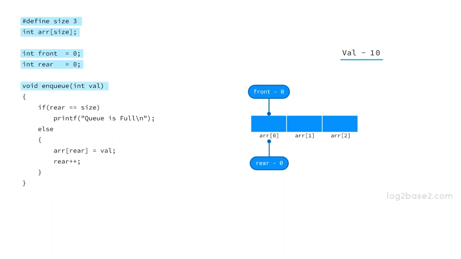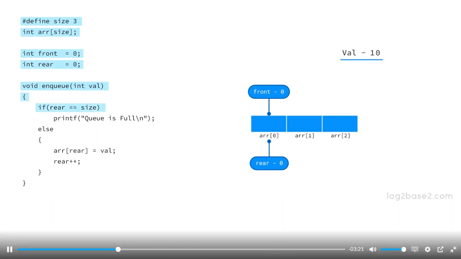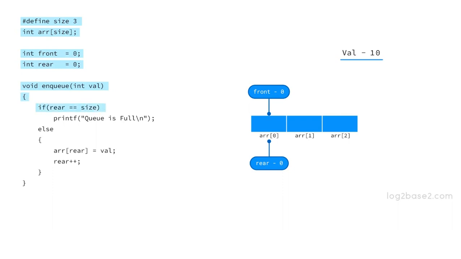And in the function, first we check if rear equal to size, which means the queue is full. But here it is not. Since we have rear equal to 0 and size equal to 3, the condition fails and we go to the else part. And we add value 10 at rear and increment rear, so rear will be moved one position right and becomes 1.